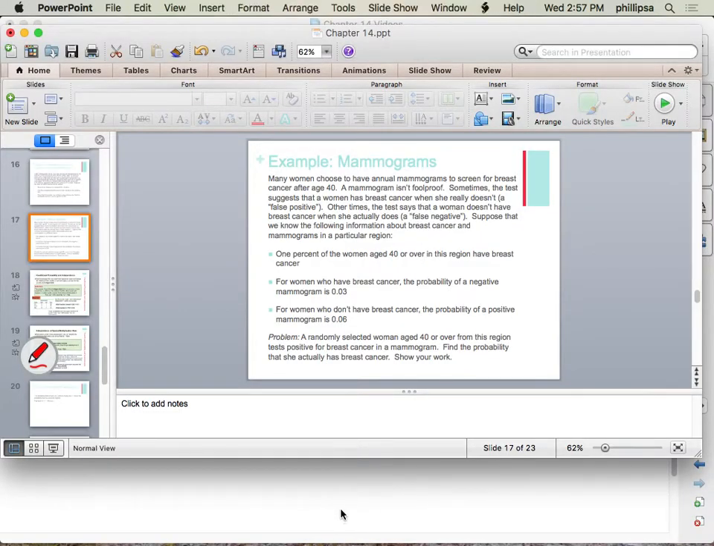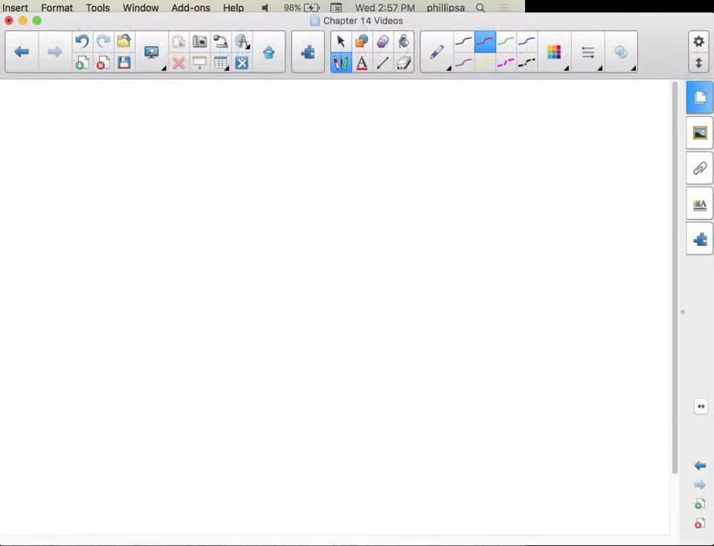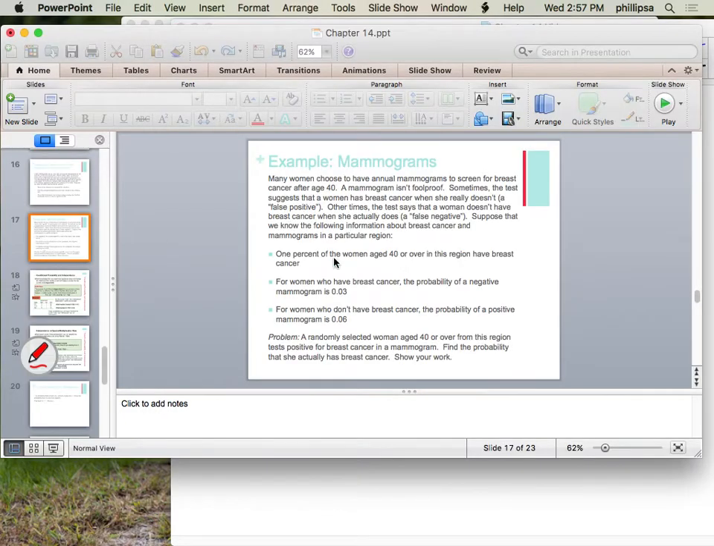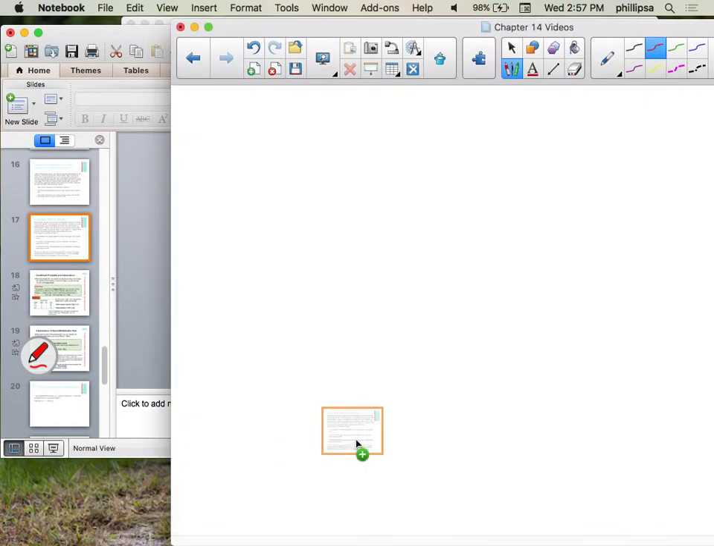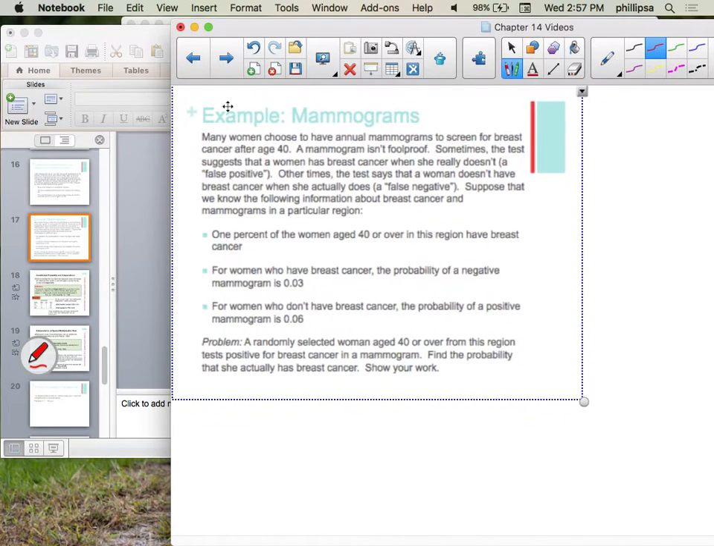Okay, so let me see if I can minimize this. Nope. Okay, so see if I can drop this slide so I have what I need to work with here. Here it is. Okay, so here's the problem that I just had up.